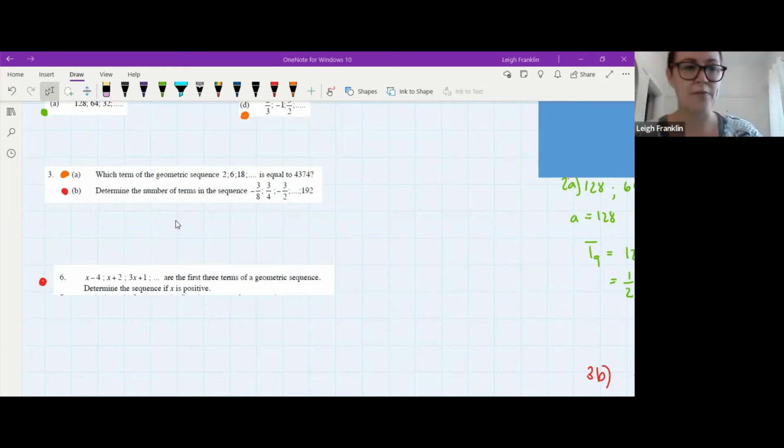Okay, we're going to work out the term in the geometric sequence that's equal to 4374, or the number of terms in the pattern where the nth term is 192. All right, so Matrix, you've got 5 minutes. And please, if you have any questions, just ask us. And then we'll talk about our answers together afterwards.